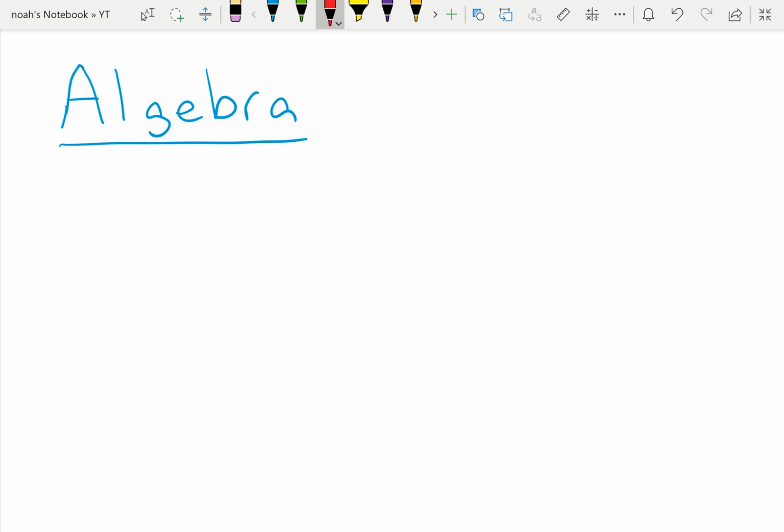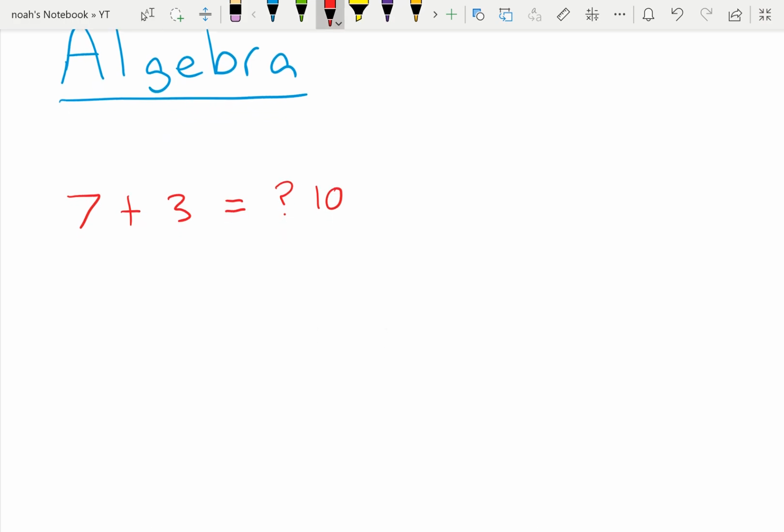Algebra is the act of finding unknown variables in an equation. Before, you would have something like 7 plus 3 is equal to, and you have to find this answer. And in this case, it's obviously 10. But now, we're going to have something like 7 plus x is equal to 10. So we have the answer, but we have to find what x is. And x is called a variable.